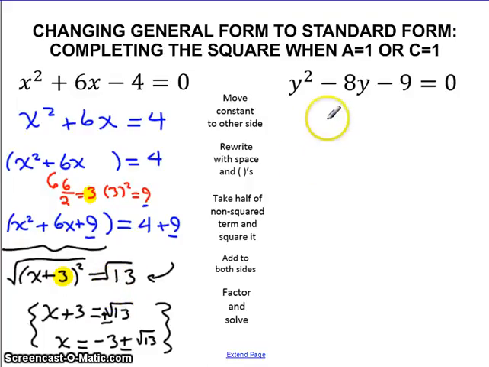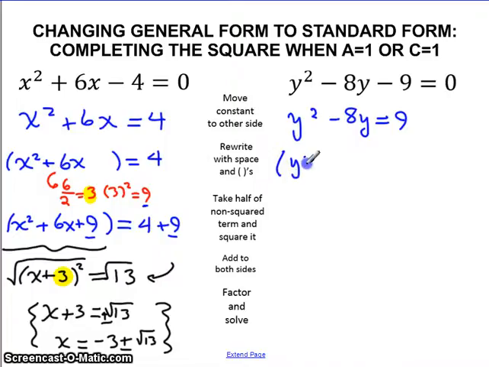Let's try another quick example over here. We'll be using y this time. Again, doesn't matter what the variable is, but since our general form is going to have both x and y, it's good to be able to think about doing both of these. So we're going to go ahead and again move a constant over to the other side. So y squared minus 8y is equal to 9.